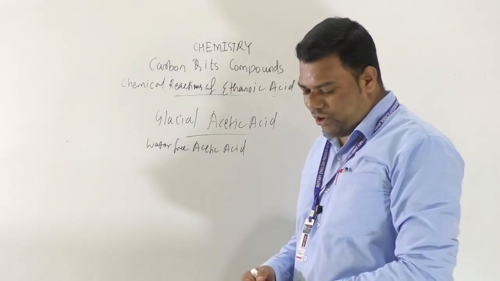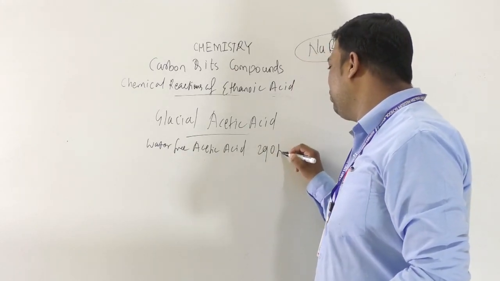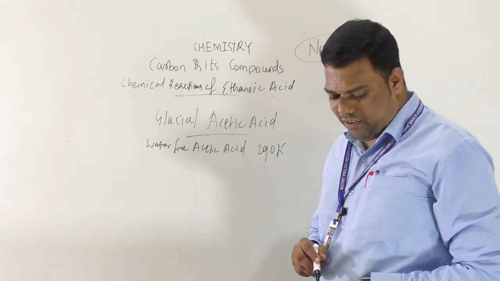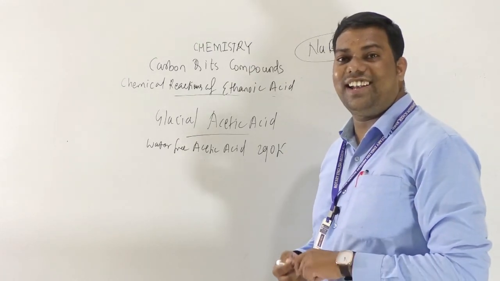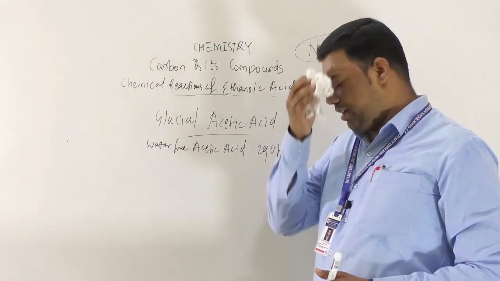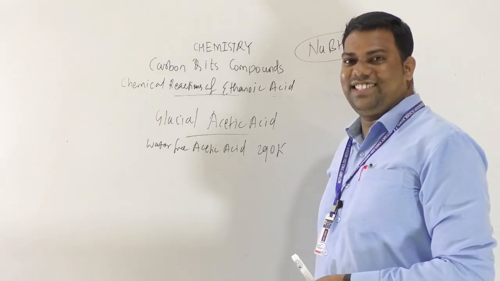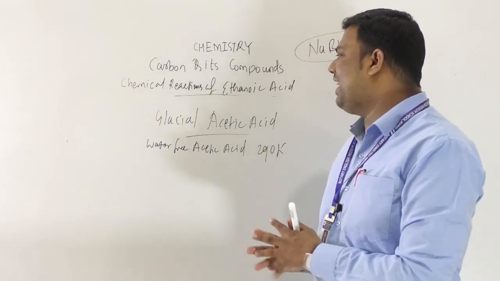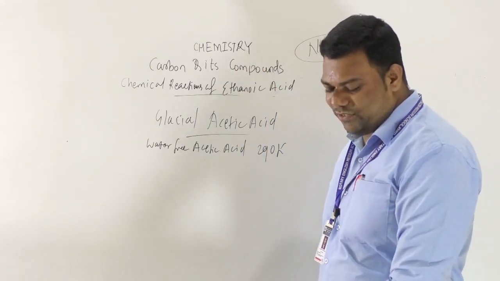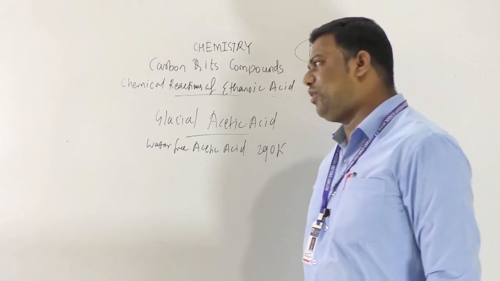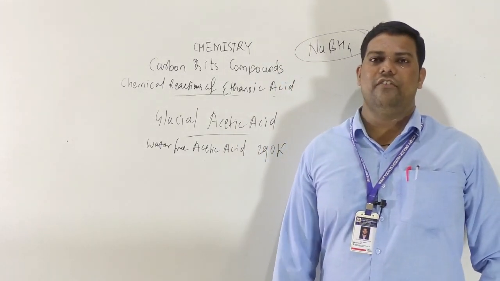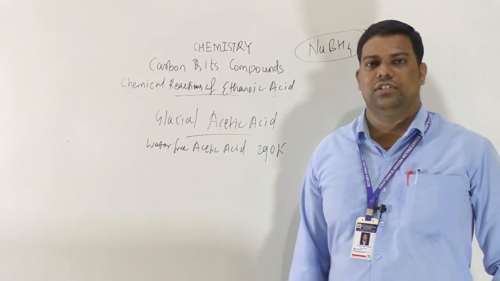So its melting point, how much? Melting point 290 Kelvin, and hence it often freezes during winter and in cold climate. So if you observe during the winter season, it will freeze. So these are our important carbon compounds we discussed here, ethanol and ethanoic acid. I hope you understood all these things. If you still have any query, you can ask your doubts. Thank you very much.